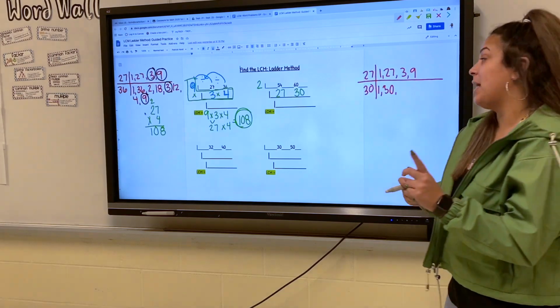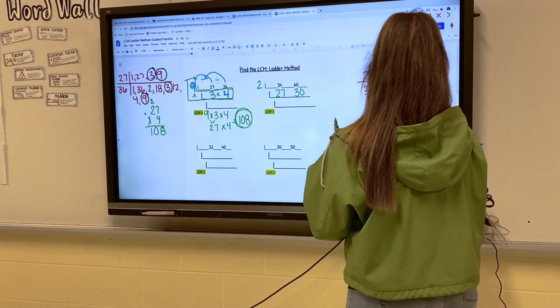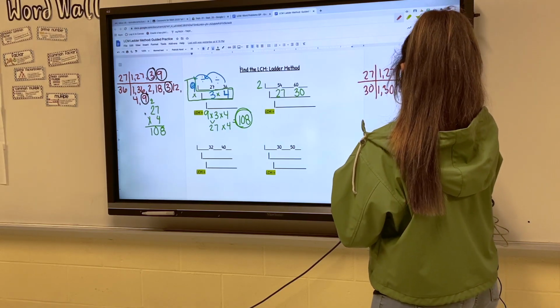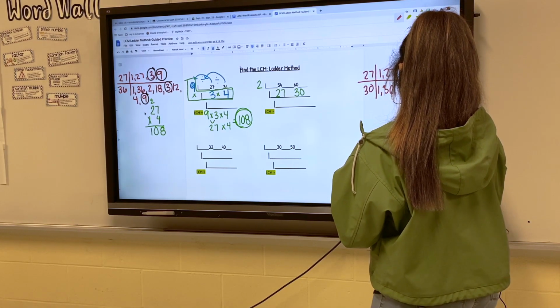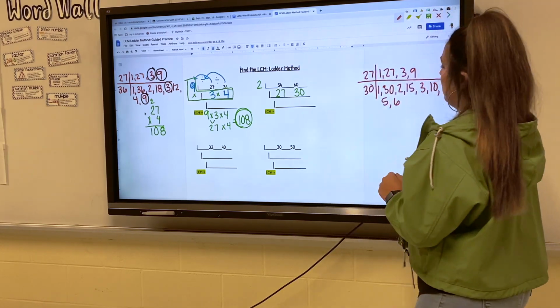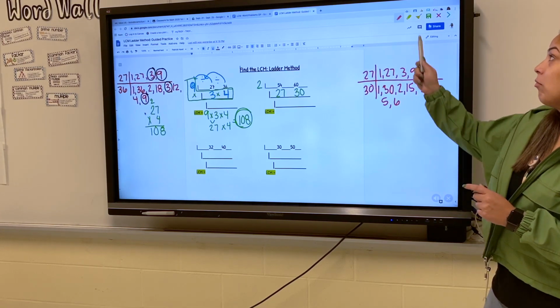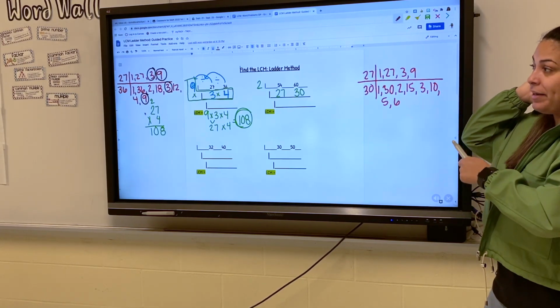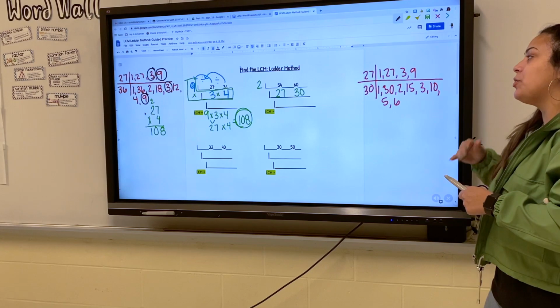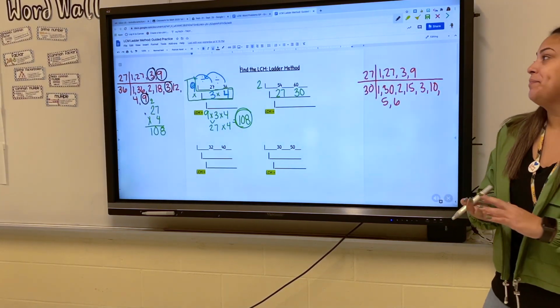I can do 2 times 15. I can do 3 times 10. And I can do 5 times 6. And I think that's it for 30, I'm assuming. So now, just like how we did on the other side, I am going to circle all of the factors that they have in common besides the number 1.